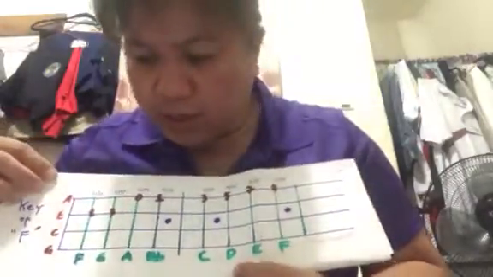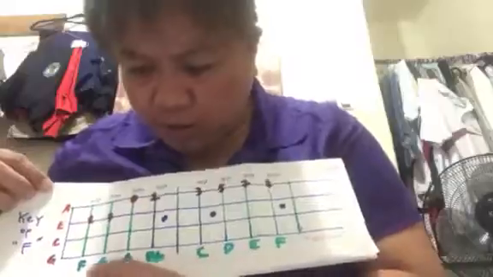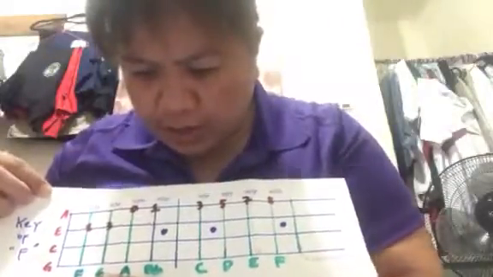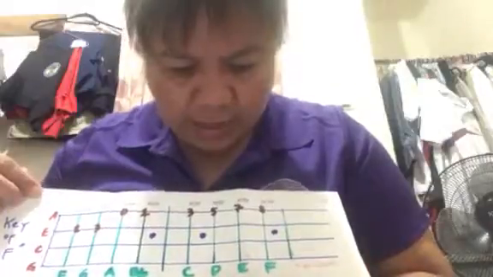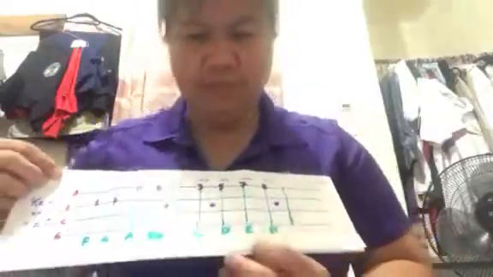So the major key of F has the notes F, G, A, B flat, C, D, E, and F. Let's try to play it with our ukulele.